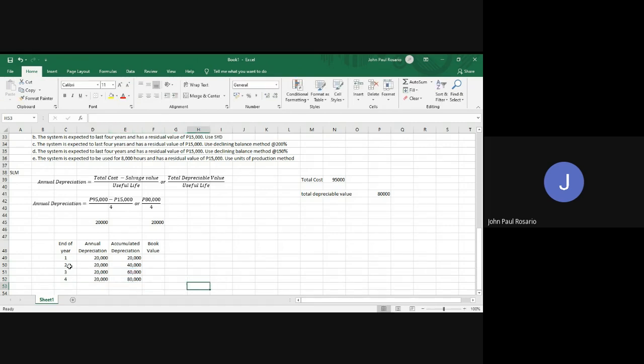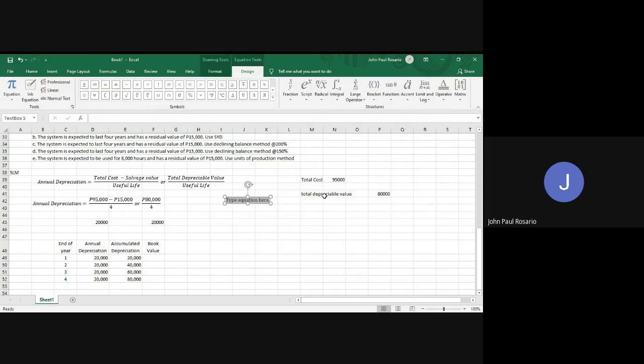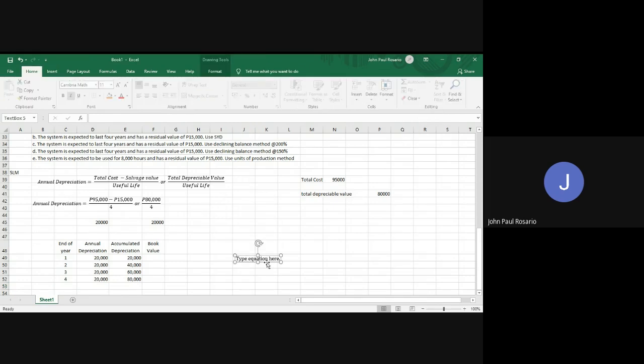Okay, so if you want to know your accumulated depreciation without doing the schedule, you can simply calculate it through a formula. So your accumulated depreciation would be the depreciation is equal to a fraction here.